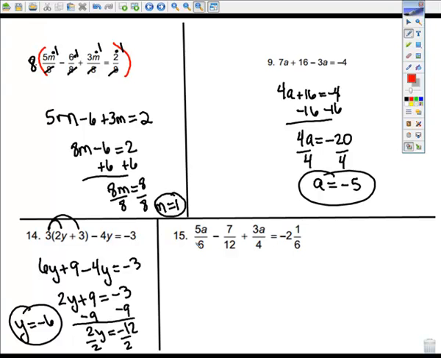Okay, here we have one with denominators. The first thing I'm going to do, though, is I see this part right here, and I have a mixed number. So the first thing you want to do is change all mixed numbers. Let me put this: change mixed numbers to improper.